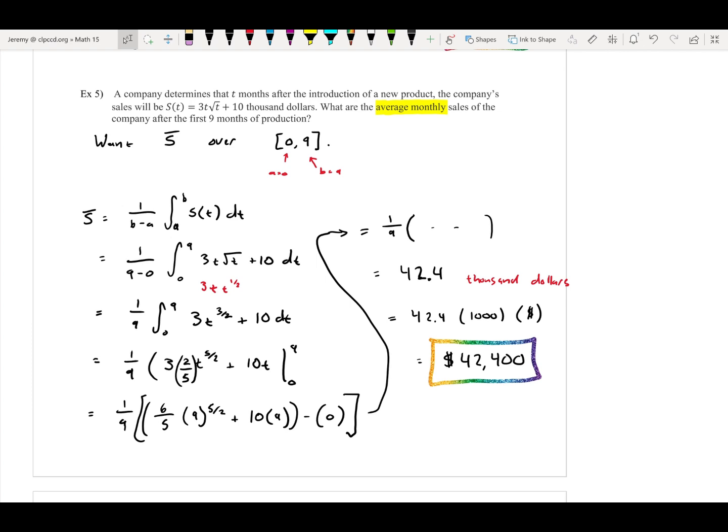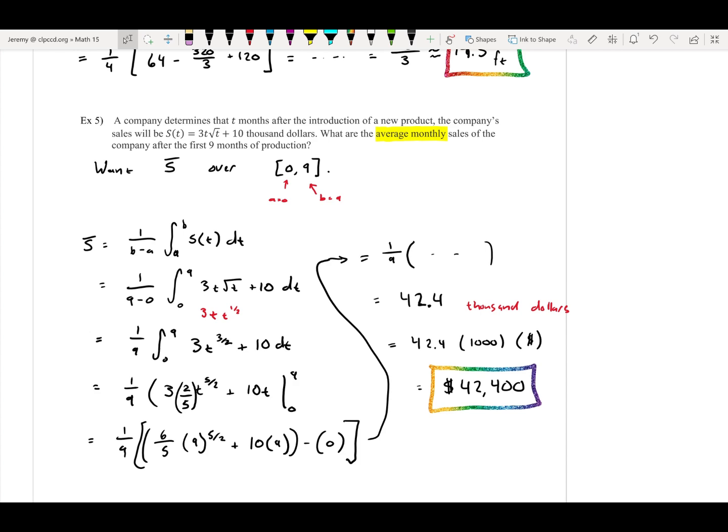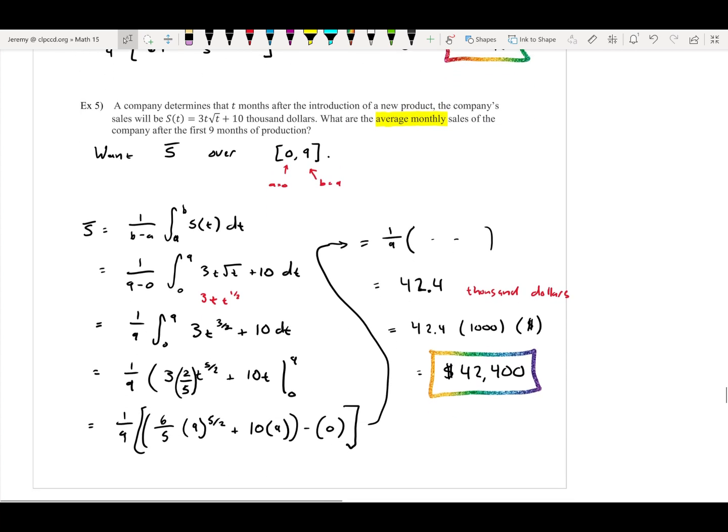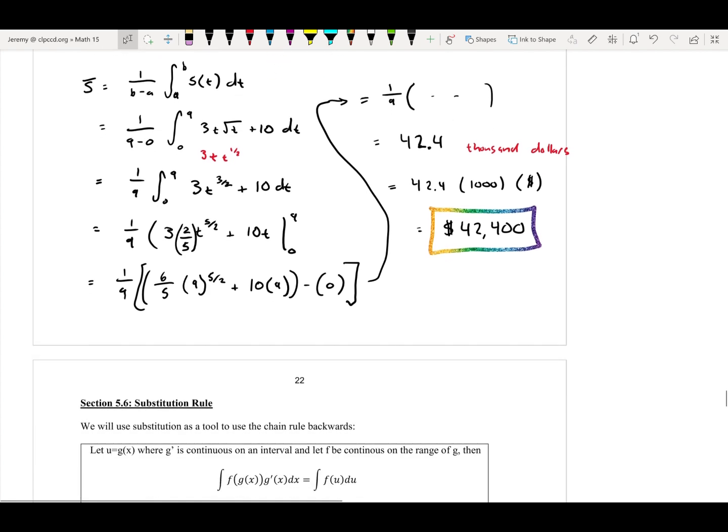Okay, so we can do that. We have a function that models sales or profits or costs or revenue or what have you. We could use this formula and definite integrals to find an average value without too much work. So there are a couple applications for you, and that brings us to the end of the section. Next up, we're looking at substitution rule.